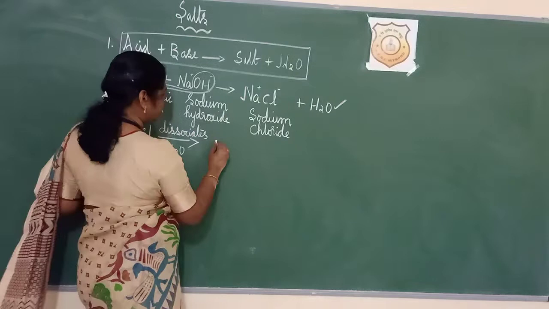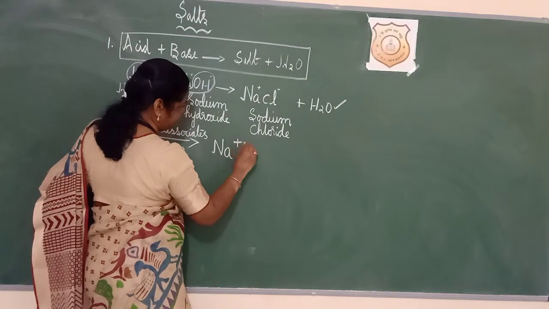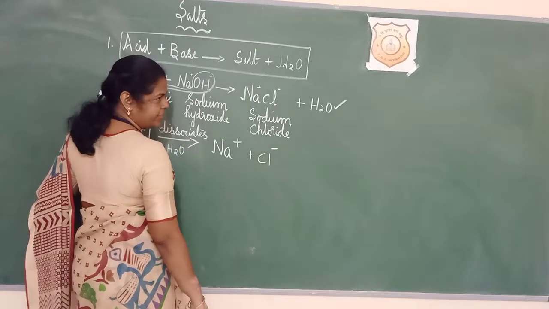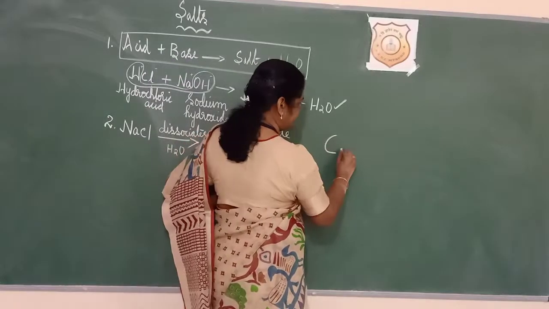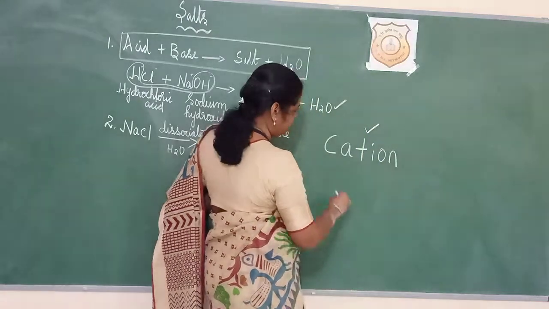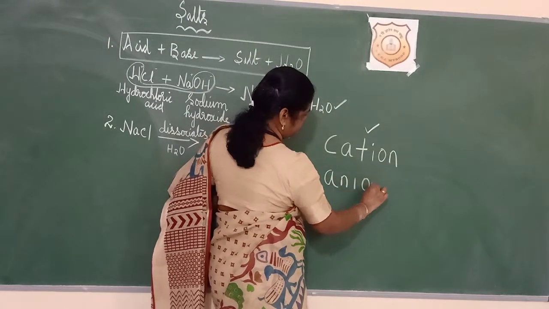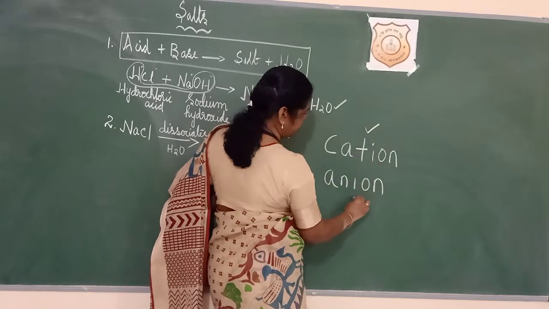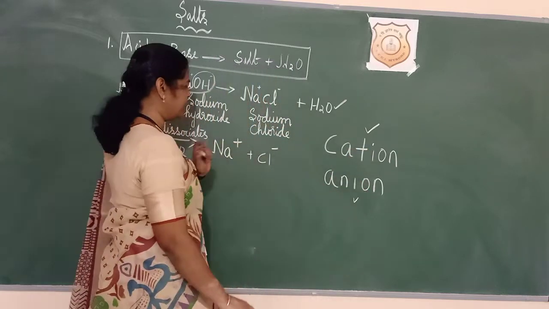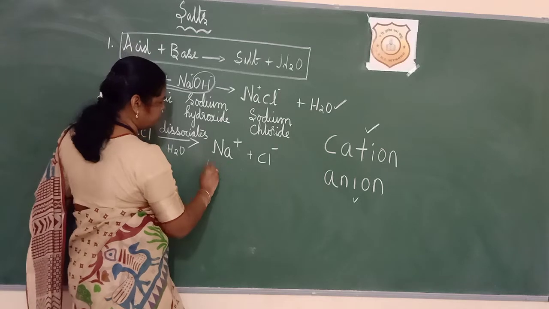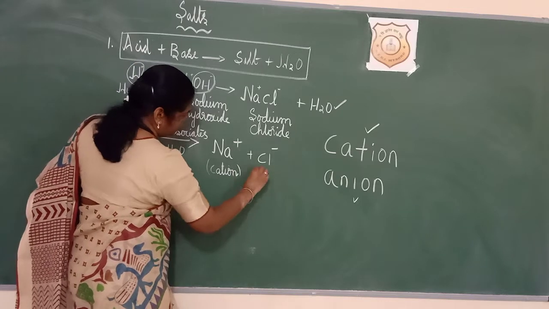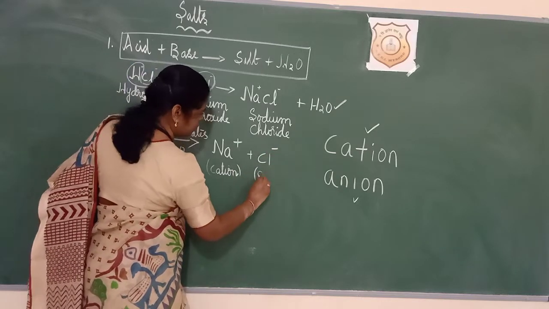So now NaCl, I told you that it will divide into Na+ and Cl-. You have also studied that cation will have a positive symbol and anion will have a negative symbol. Keep that in mind. So Na, it is having a positive sign, so it can be called as cation. Chlorine, it is having a negative symbol, so it is called as anion.